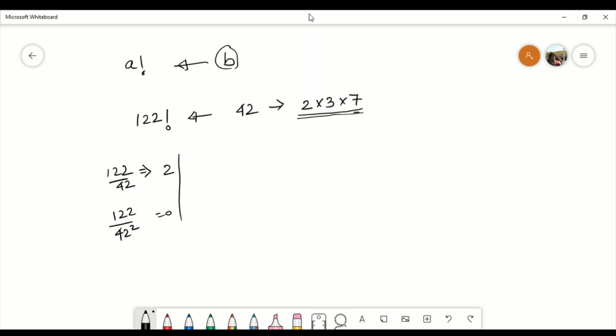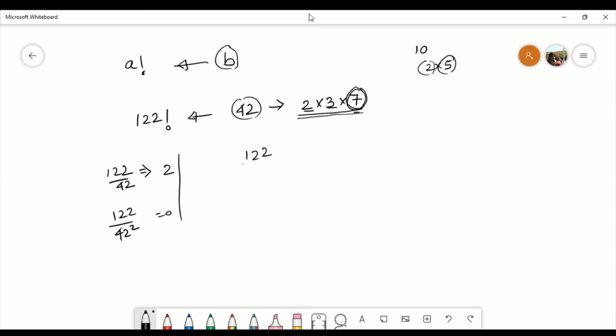If you correlate it with 10, we said that in the factorial we only try to find the powers of 5, because the power of 2's will always be greater than it. That holds true for this case also, right? 7 is a bigger number, so its power will be lesser than these two. So we just need to find the maximum power of 7, and that will give us the maximum power of 42 that divides 122 factorial.